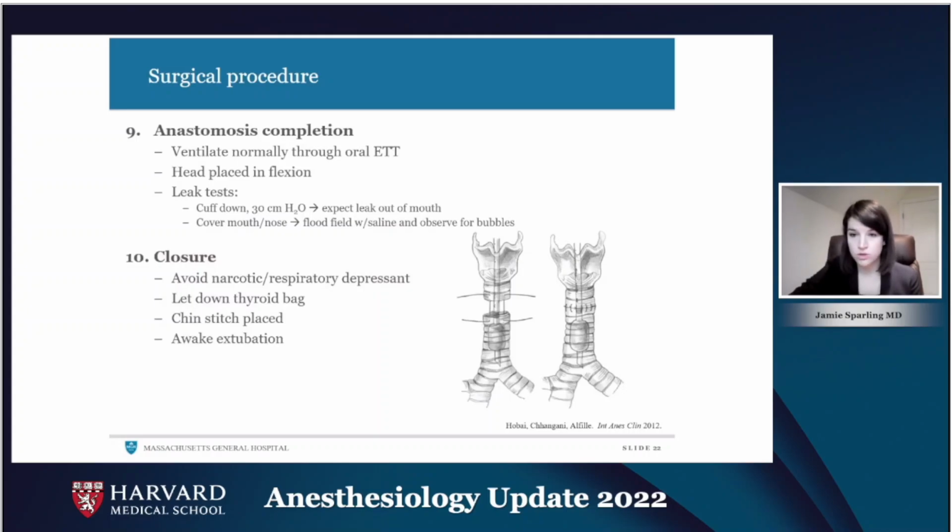The first is to assure an adequate tracheal lumen by demonstrating a leak of air around the mouth when the cuff is down. The second is to assure an airtight anastomosis by demonstrating the absence of bubbling in the field during a recruitment breath. During closure, we avoid respiratory depressants and lighten the anesthetic.